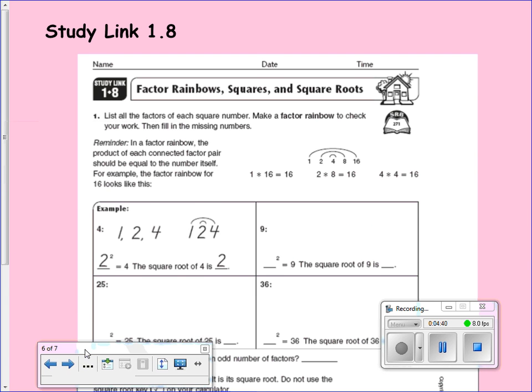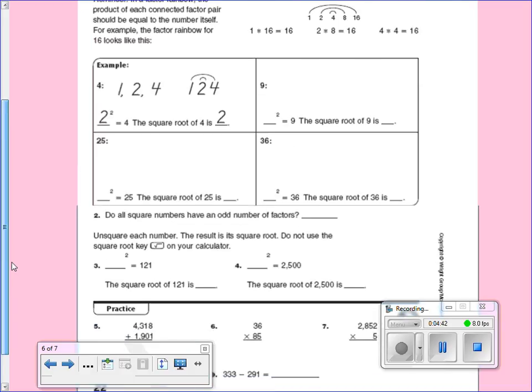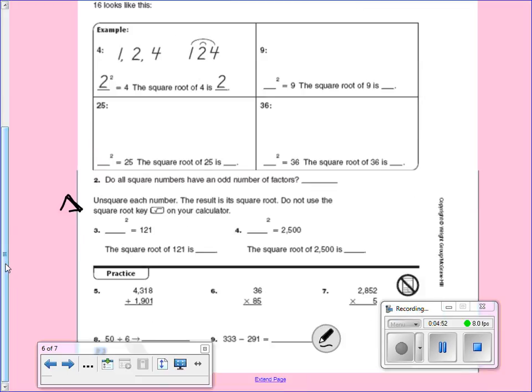Here's your study link, kids. It's going to be pretty self-explanatory. Go ahead and go through these as well. I want you to use your calculator on these problems as well right here, okay? Of course, at the bottom of the page, we have some extra practice. Remember, when we're finding a square root of a number, we're just working backwards. We're finding out what number that's exactly the same times itself equals that square number. All right, good luck with your work today.